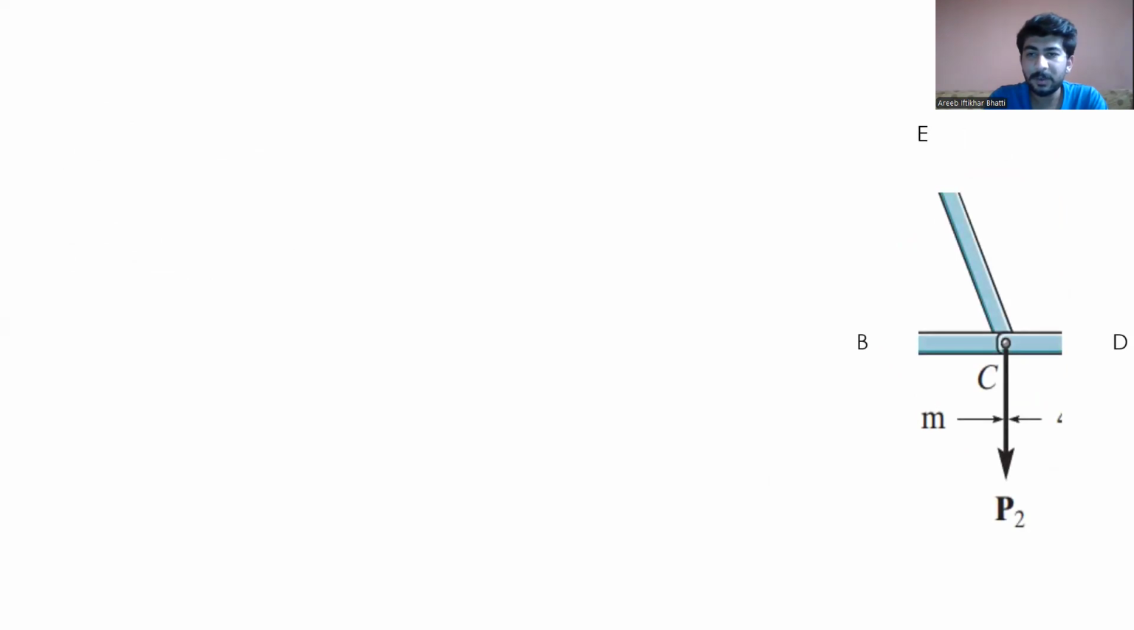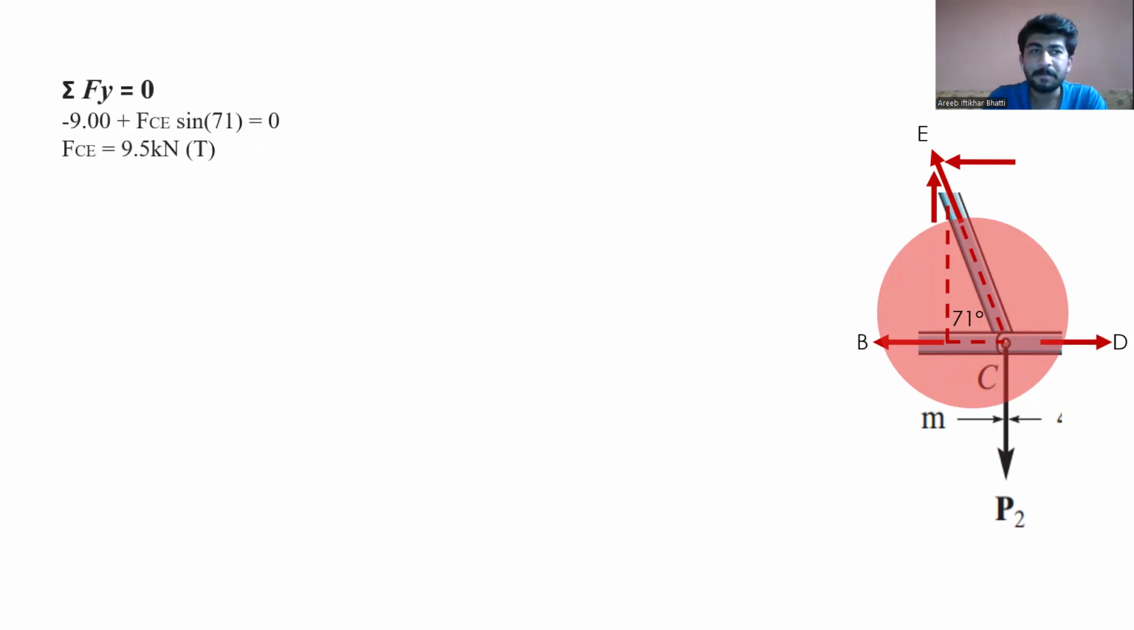When we take joint C, the angle is about 71 degrees. When you apply force in the y direction, you get the force in the member CE, which is equal to 9.5 kilonewton, and it is in tension. And when you apply force in the x direction, you get FCD, which is equal to 8 kilonewton.